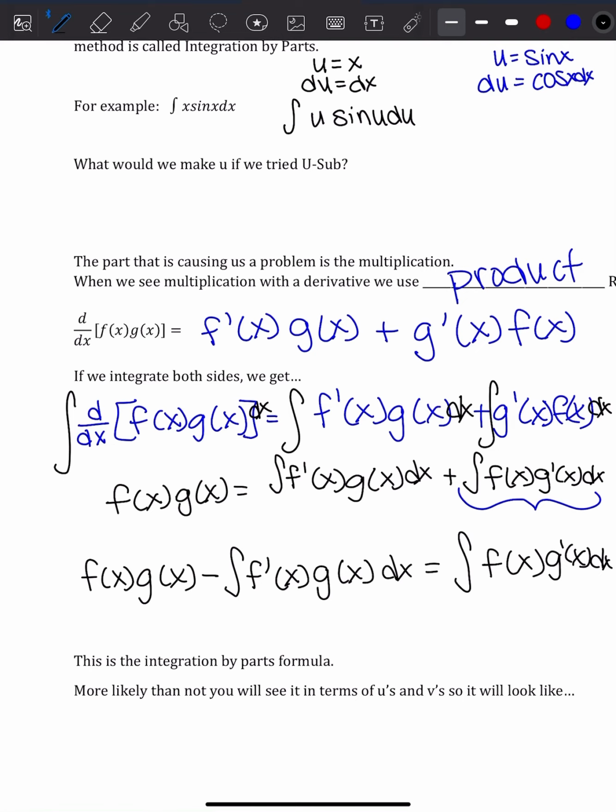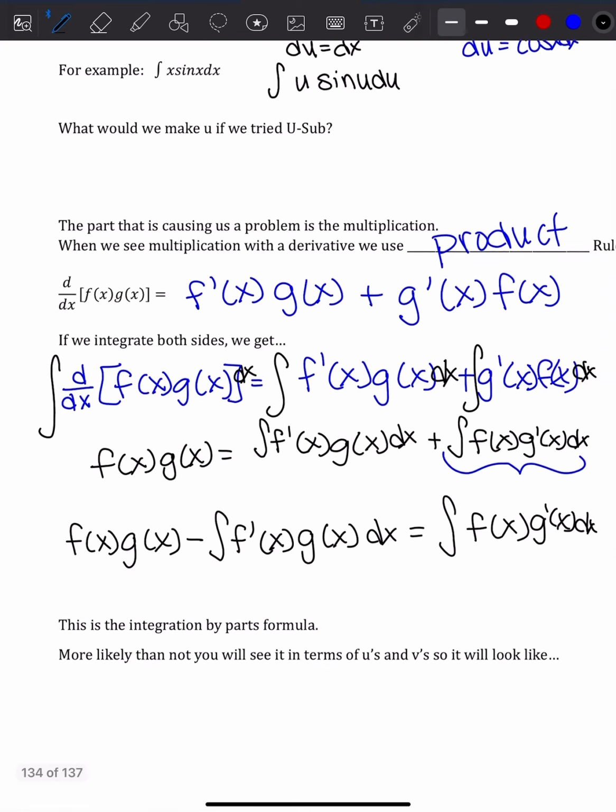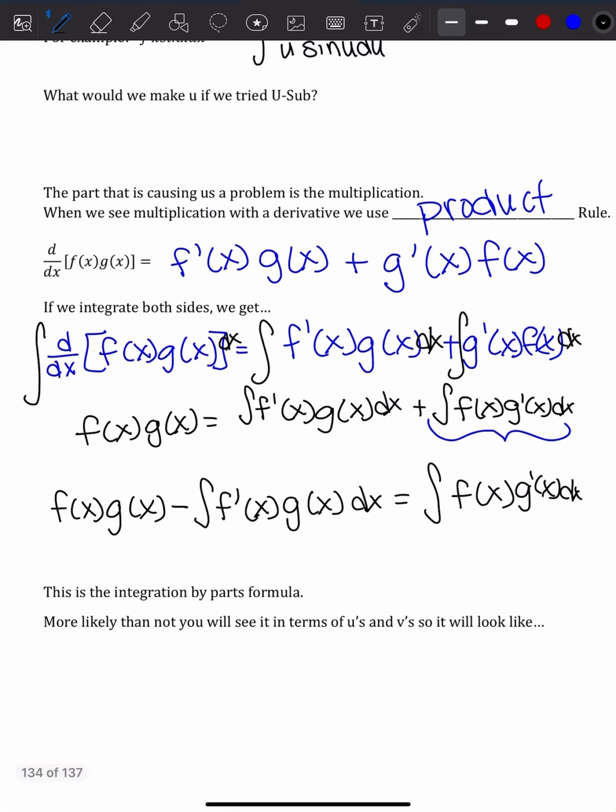It's something that's manageable, and we have f of x and g of x just being multiplied together. So if we can find our functions, it makes it a lot easier. This right here is our integration by parts formula. They call it integration by parts because we're taking a part of the function, integrating it, and then it's going to lead us to the integral of a different part of our function.